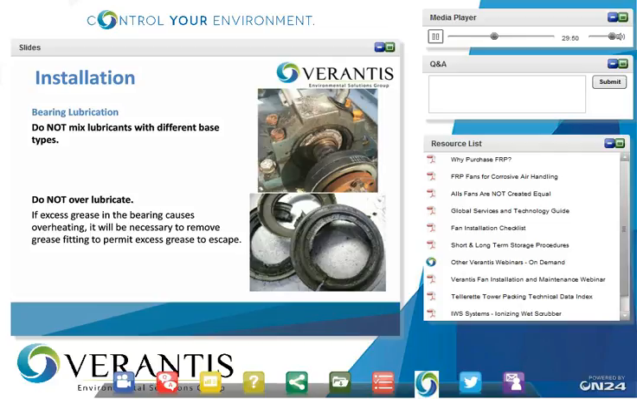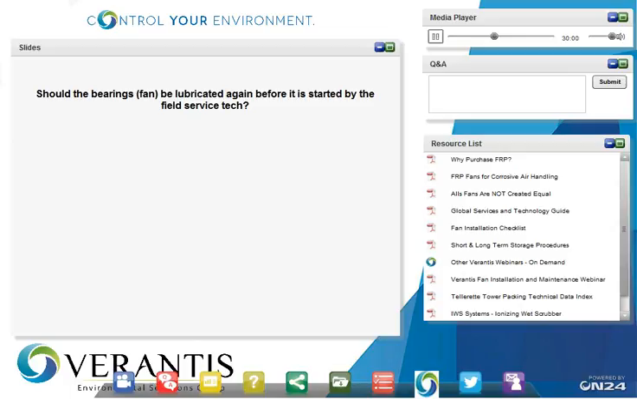We have a question here. We might be covering this later, but let's push this up just in case. Should the bearings be lubricated again before the fan is started by a field service tech? It's all going to depend on how long the fan has sat. If we ship you the fan and you put it into service within a couple, three weeks, no. At that point, you should not have to re-lubricate, but you will need to follow the bearing manufacturer's re-lubrication schedule.